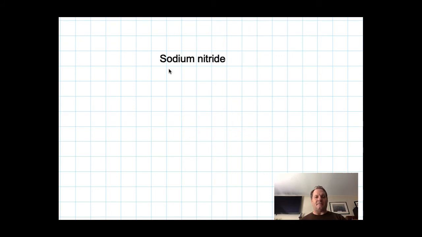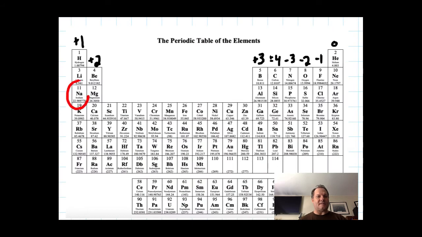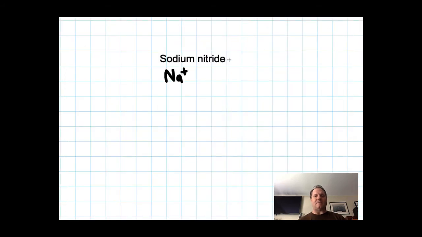Sodium nitride. Our sodium atom is here, meaning it's going to form a +1 ion. Our nitrogen is here, so nitride is from nitrogen. It will form a -3 ion. So I'll have Na+ for my sodium, N3- for my nitride. Now, least common multiple between 1 and 3 is 3. So how many sodiums do I need to get a +3 charge? I would need 3 sodiums. How many nitrogens to get a -3 charge? Just 1. So the formula of sodium nitride is Na3N.